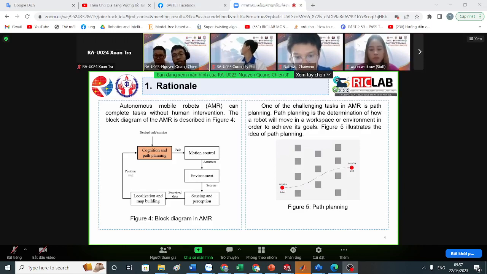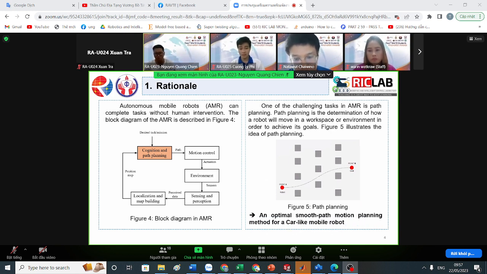...space or environment in order to achieve its goal. Figure 5 illustrates the ideas of path planning. You can see in figure 5 two points, point A and point B. The robot has to move from point A to point B. So we have to create the path to follow to let the robot know how to go from point A to point B. That is the reason why we choose that topic: optimal smooth path motion planning methods for car mobile robot.